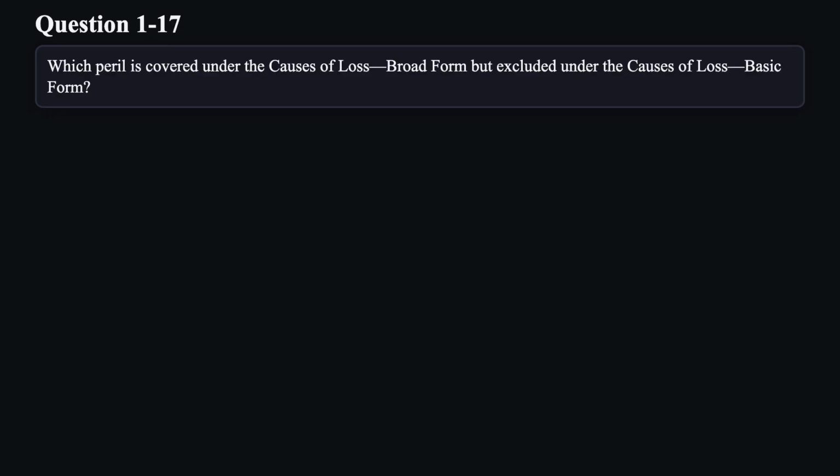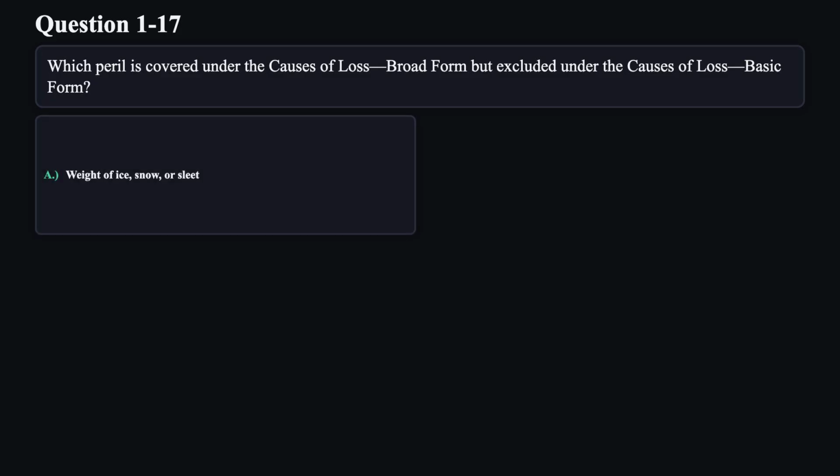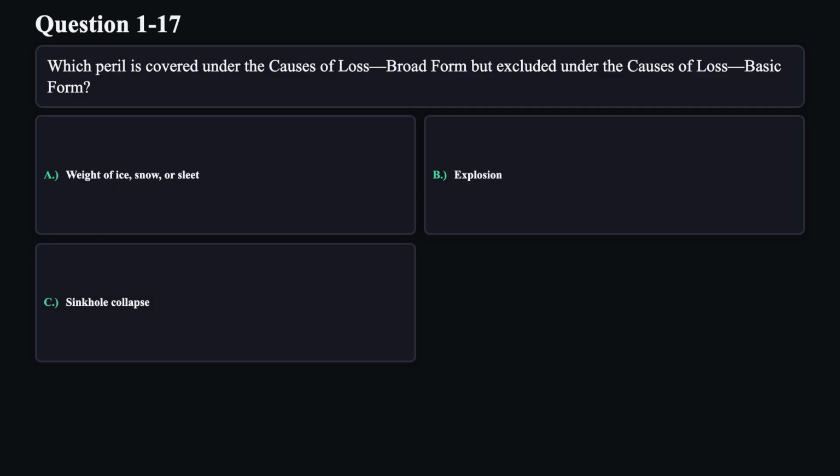Question 17. Which peril is covered under the causes of loss broad form, but excluded under the causes of loss basic form? A. Weight of ice, snow, or sleet. B. Explosion. C. Sinkhole collapse. D. Vandalism.